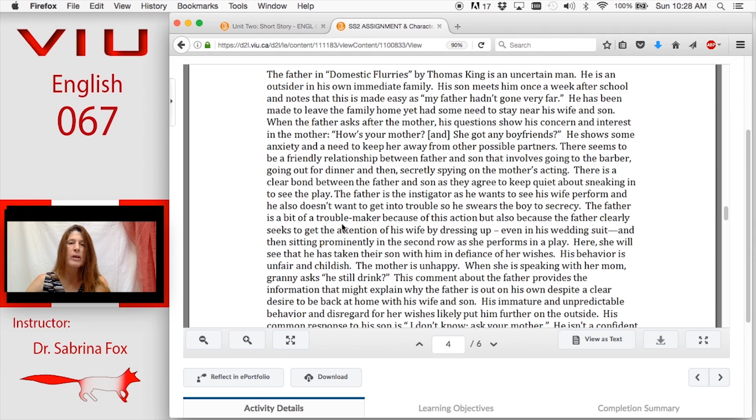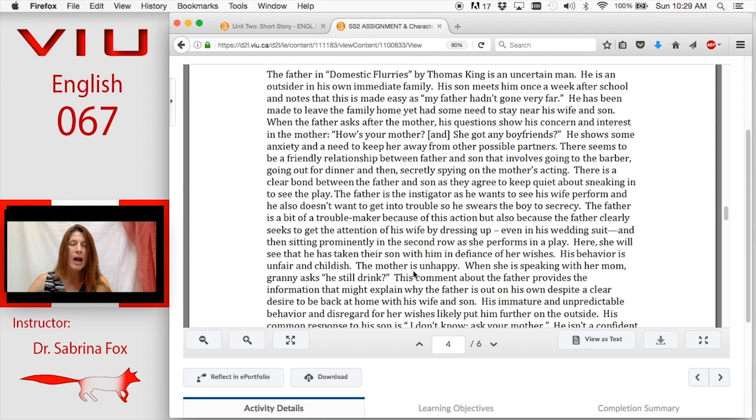The father is a bit of a troublemaker because of this action, and also because the father clearly seeks to get the attention of the wife by dressing up, even in his wedding suit, and then sitting prominently in the second row as she performs in a play. Here she will see that he has taken their son with him in defiance of her wishes. His behavior is unfair and childish.